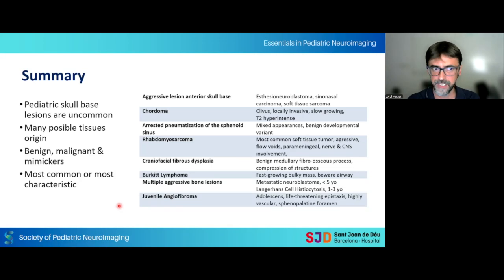So with this, we are finishing. As a summary, you've seen that we've covered different entities with many possible tissue origins. Some of them can be benign, some of them can be malignant, some of them can act as mimickers, and we just focus on the most common or most characteristic.